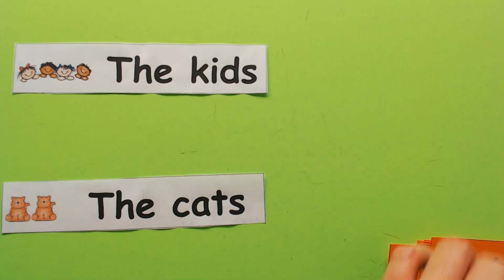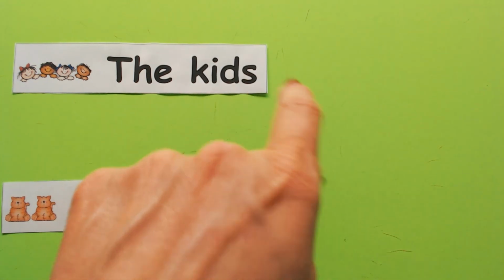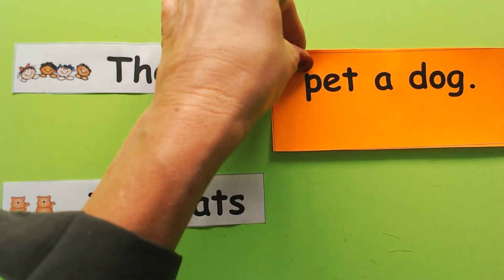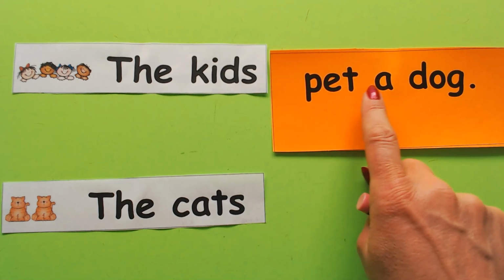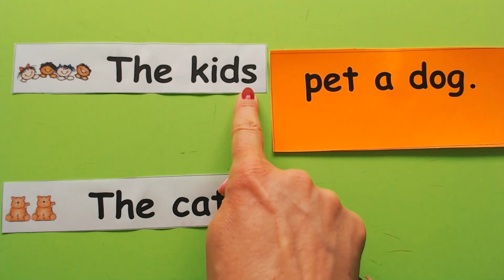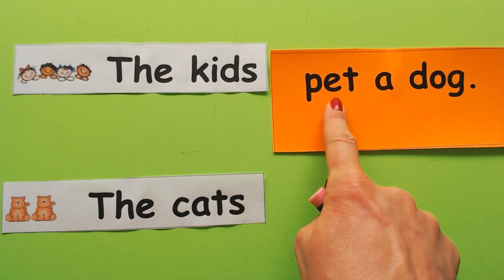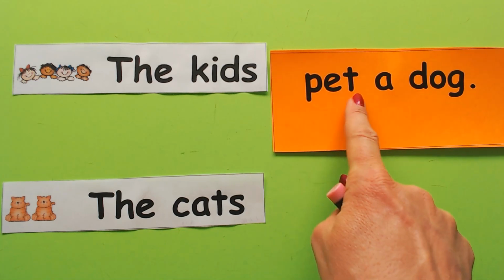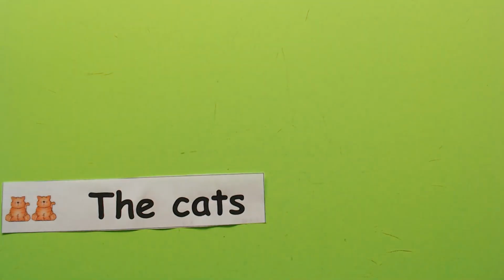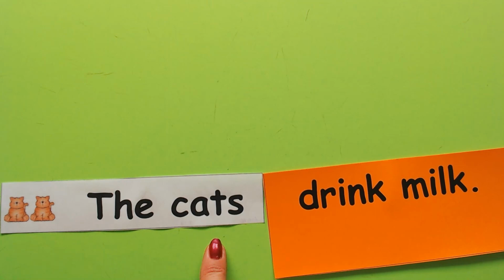The kids, just a moment. Let's read this one. Pet a dog. The kids pet a dog. Let's look at the subject. It means more than one. That means the verb cannot have an S, and it doesn't. The kids pet a dog. That sounds good. And then finally, I don't think we have one that goes with this. Oh, yes, we do. Here we are. The cats, that's more than one cat, drink milk.